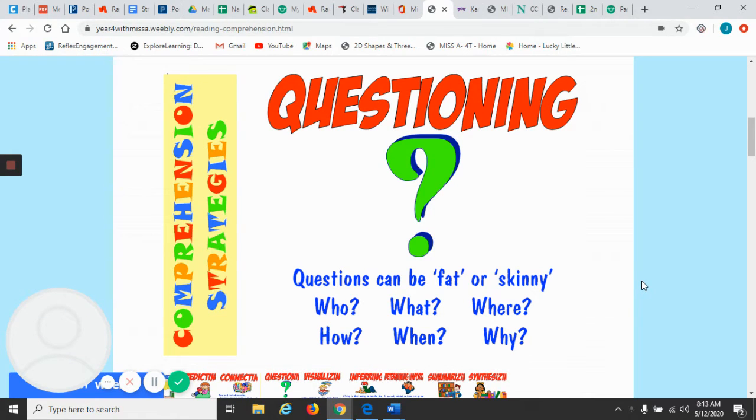Okay, so today, as you can see, we are working on questioning again. We are working on how and what questions today. And we're going to talk about how to go back and look in the story to find your answer. But before we do that, let's review what a folk tale is.